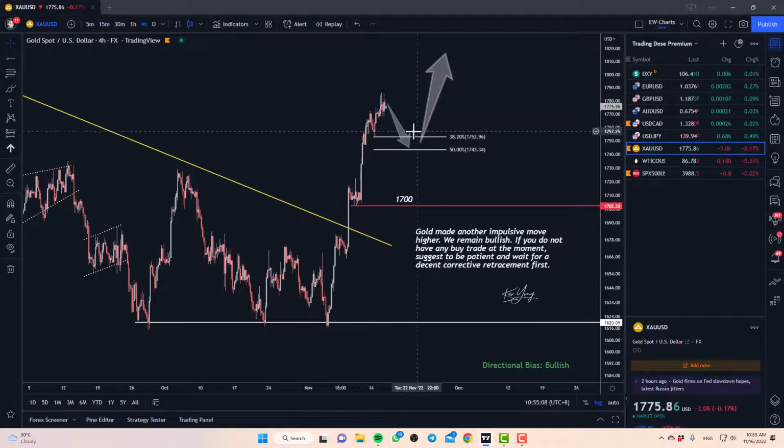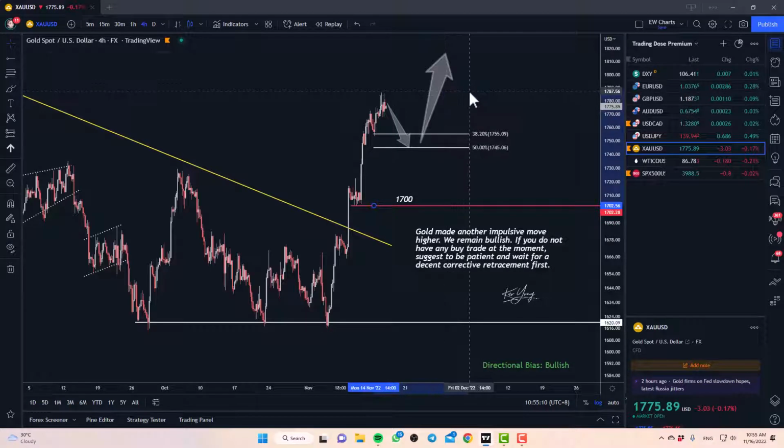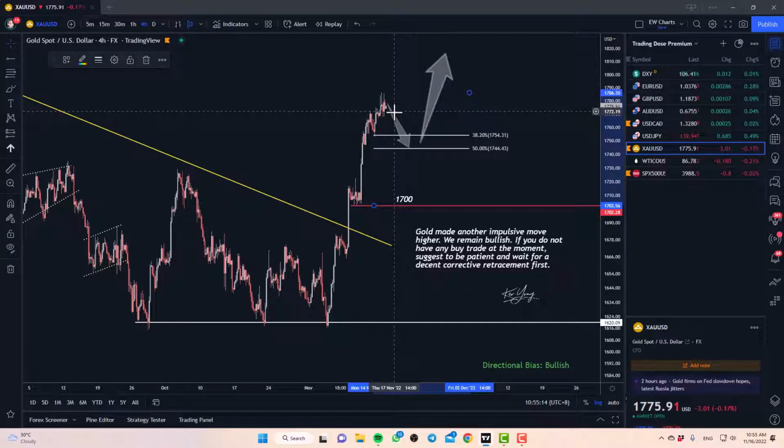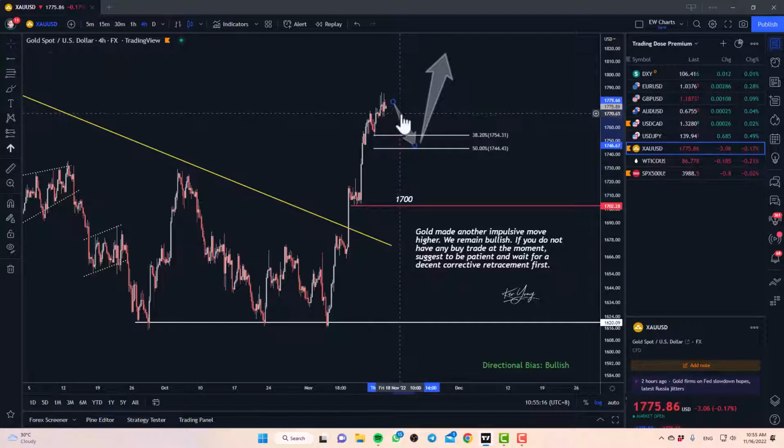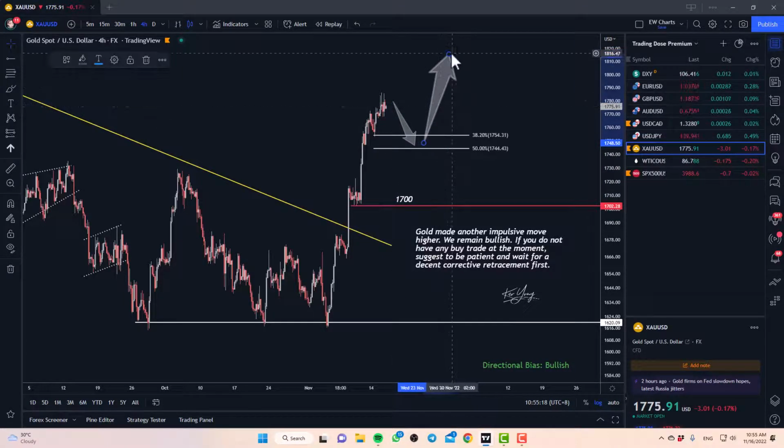Now in terms of gold, we had a very nice little push to the upside from CPI, and of course if you combine that with the overall money flow concept, right?